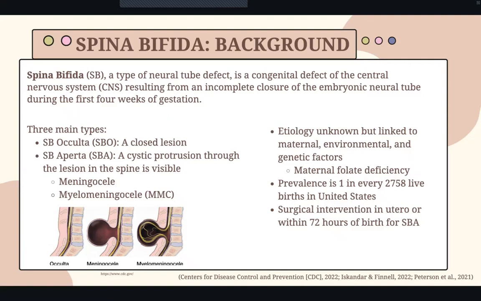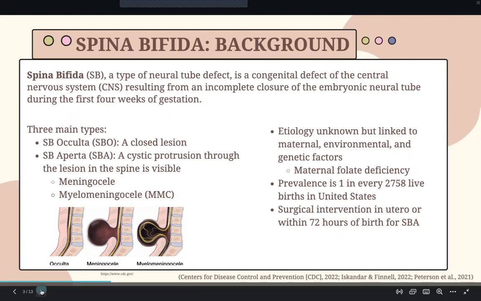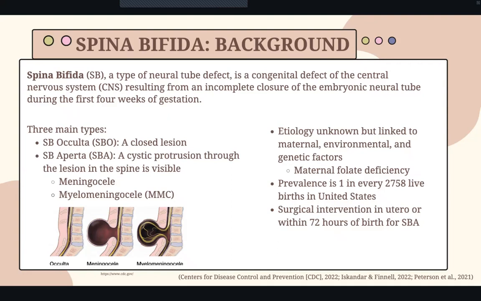So spina bifida is a type of neural tube defect, a congenital defect of the central nervous system resulting from an incomplete closure of the embryonic neural tube during the first 4 weeks of gestation. There are three types that we will go into more on the next slide. Spina bifida occulta is a closed lesion, and spina bifida aperta is a cystic protrusion through the lesion in the spine that is visible on the back. And there are two types of that, meningocele and myelomeningocele, or MMC.